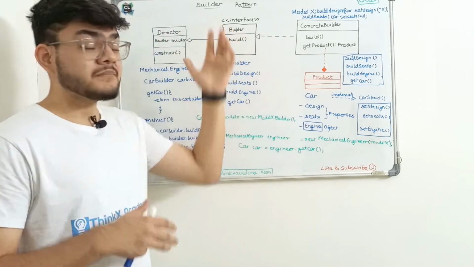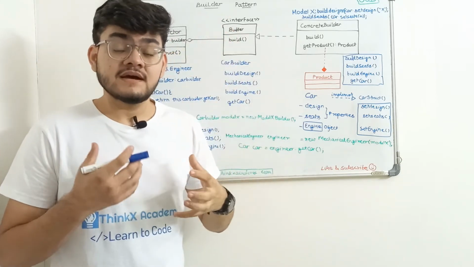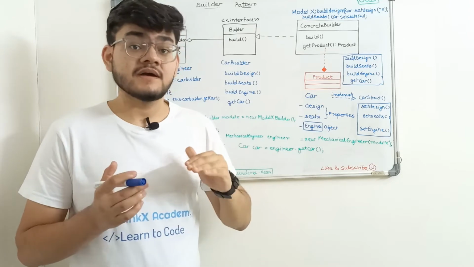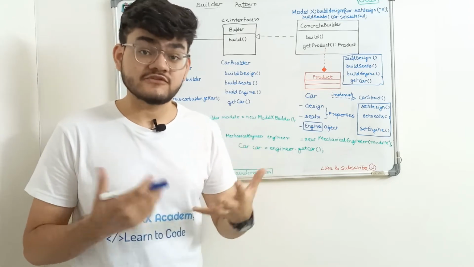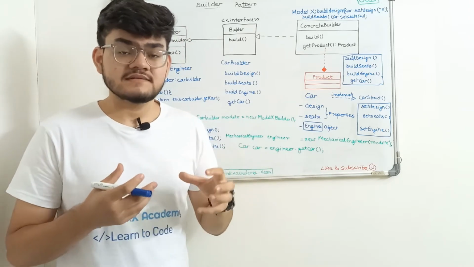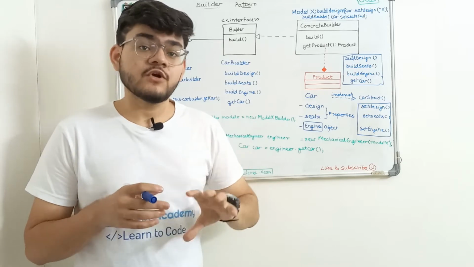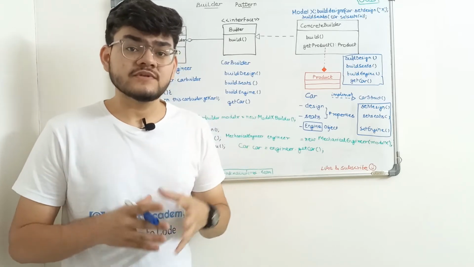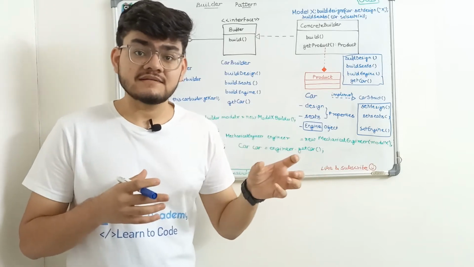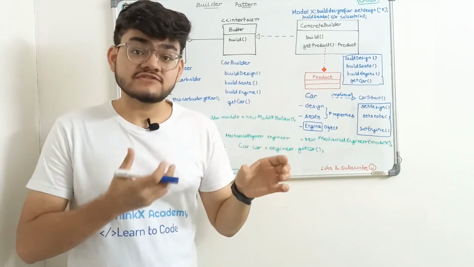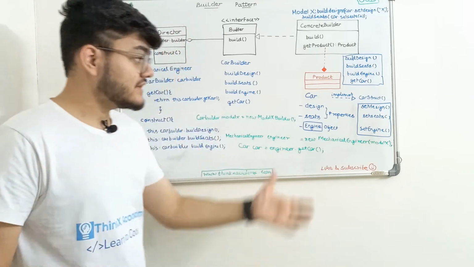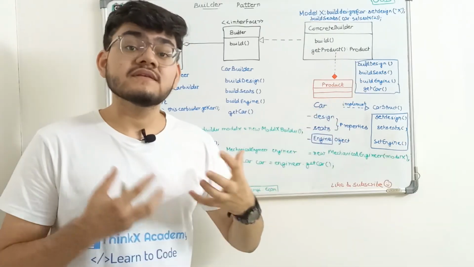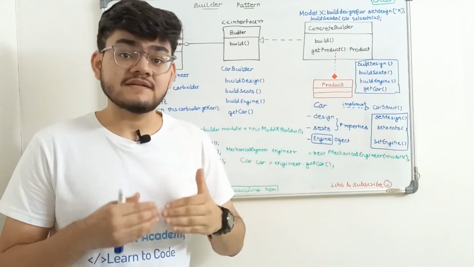What the builder pattern does is it builds a particular object, and more specifically complex objects. The builder pattern says that if you want to construct a particular object which is complex in nature, you should create a separate builder class and give the responsibility of constructing that object to that class. So here you can see we have a product. The product is the object that we want to create and supply.